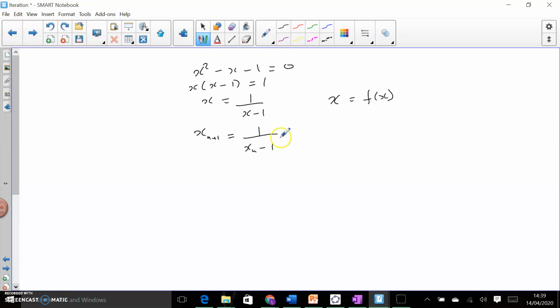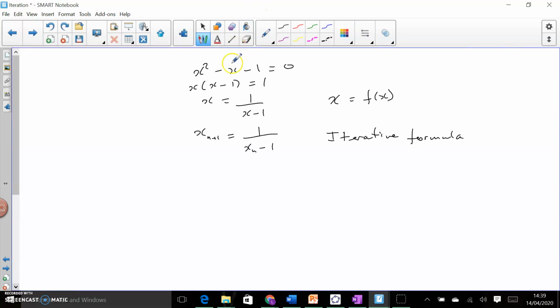This is known as an iterative formula. It's a way of taking a value and then getting another value by substituting it in to get the next value in the sequence. You've got a sequence of numbers that converges to the solution.